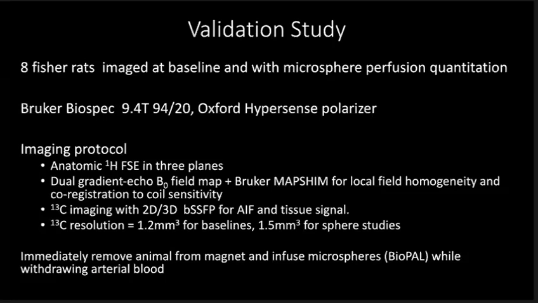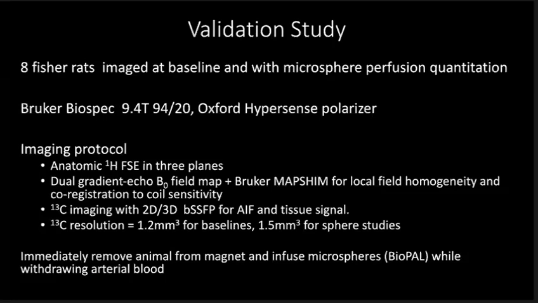And I'll just mention briefly that for the baseline scans, before we do the microspheres and everything, we run at 1.2 millimeter voxels on all 3 sides. 1.2 by 1.2 by 1.2. For the sphere studies, where we have a little bit of reduction in flow, we were a little worried about SNR, and so we went up to 1.5 millimeters cubed for that.